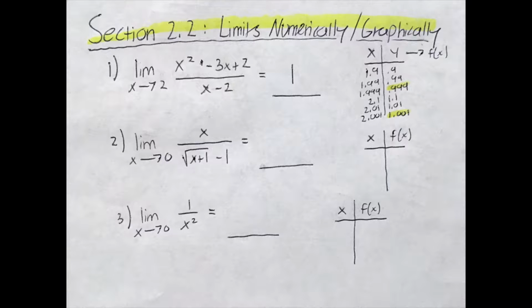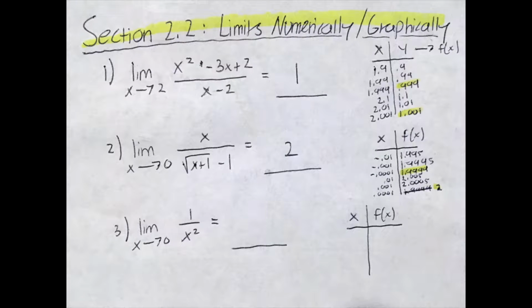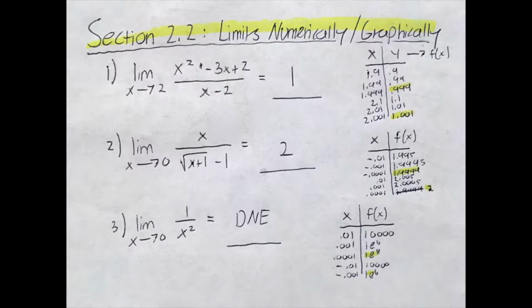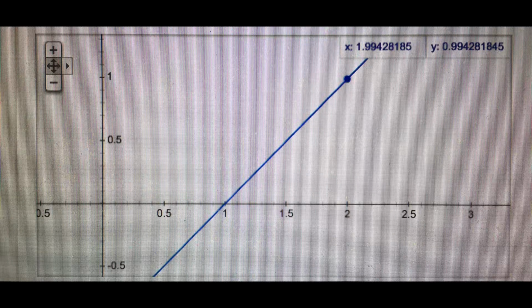For number 2, as we plug in values close to 0, we're getting near 2. So we're going to assume that the value of this limit is 2. The last problem, when you plug in numbers close to 0, you can see that it exponentially grows. So we're going to go ahead and take a look at what all 3 of these are going to look like, but graphically. This is the graph of number 1. It clearly approaches 1 as x approaches 2.